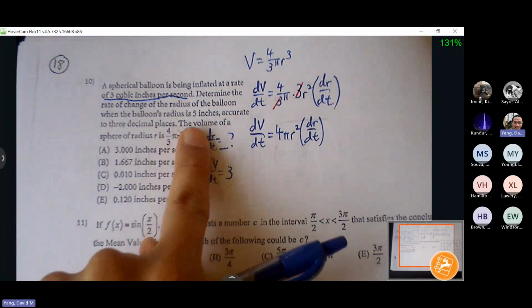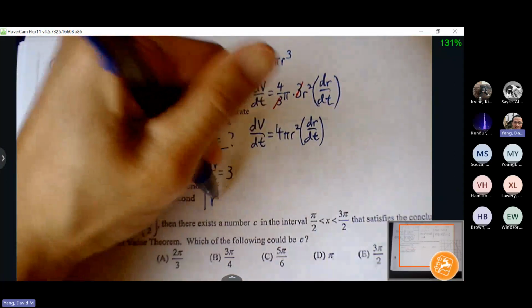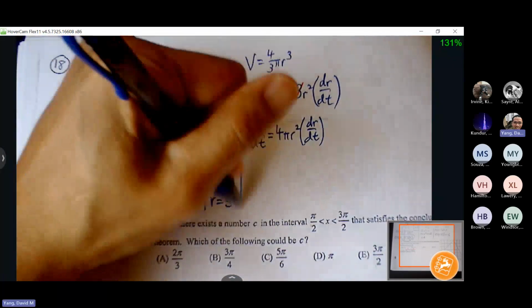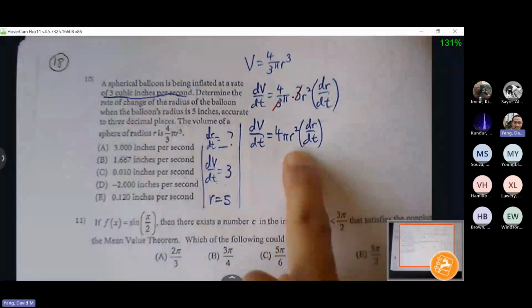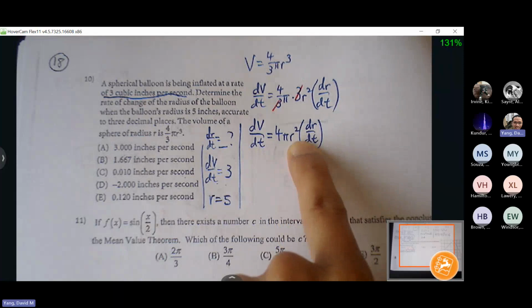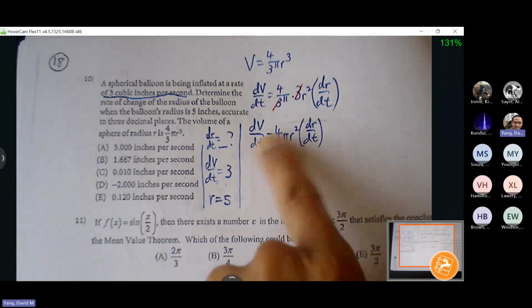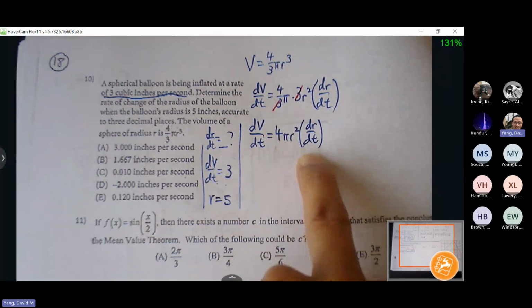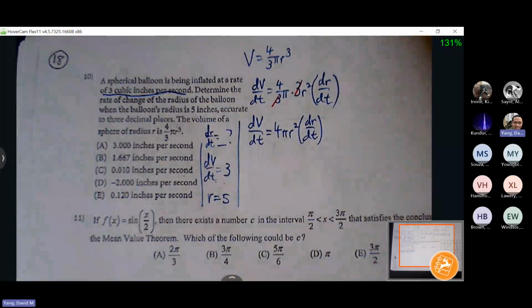When the balloon's radius is 5 inches. Okay, so r equals 5. So everything should be pretty straightforward now. Just plug everything in. We're looking for dr/dt. We have r, we have dV/dt, so every variable is accounted for. Now we're just trying to get it down to a number.